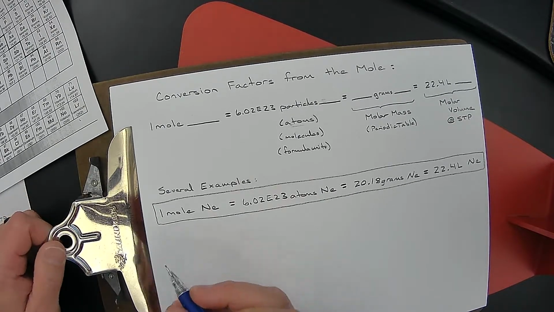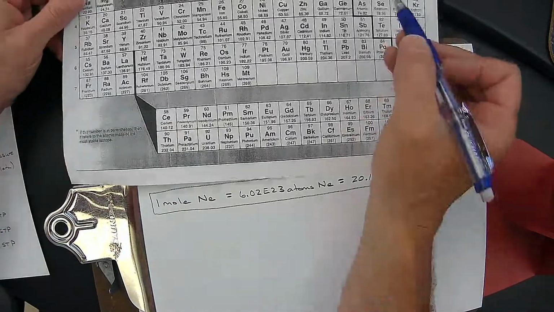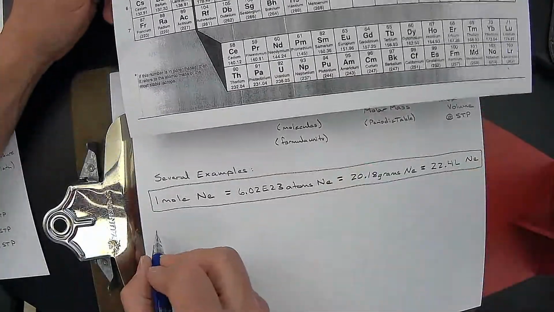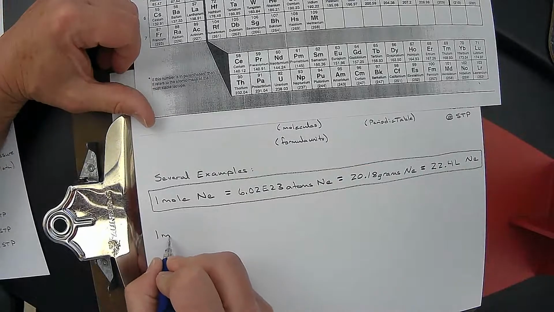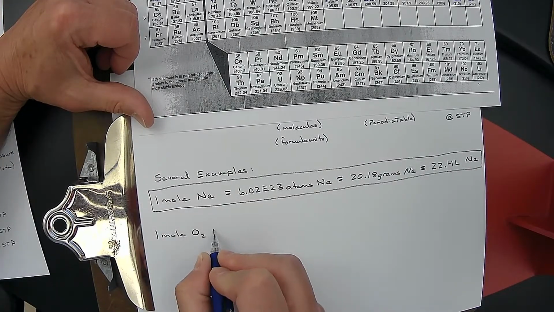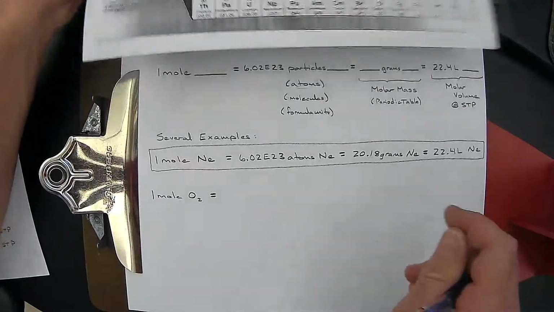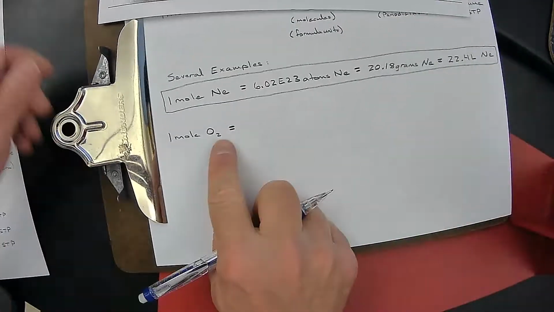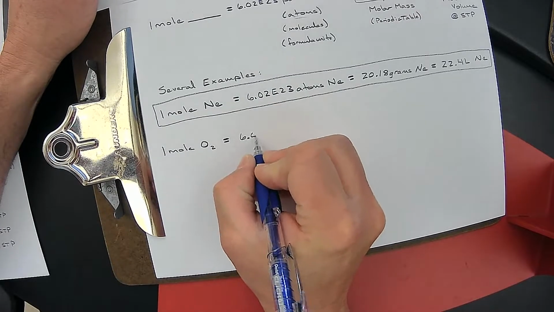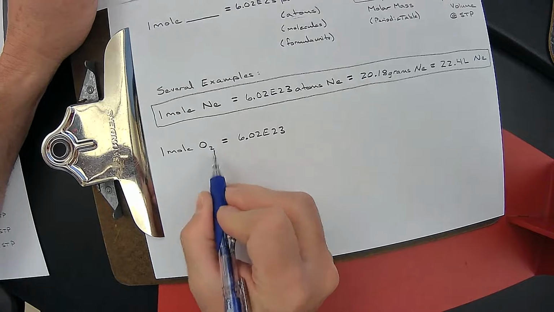Let's look at an example for something more complicated. Let's look at an example for oxygen gas. Now, oxygen is a diatomic molecule, so it does not exist by itself. And when we say oxygen gas, we're referring to O2. So 1 mole of O2 is equivalent to 6.02 e to the 23rd. Now be careful.